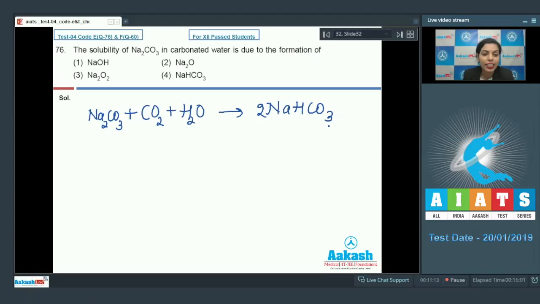Where is it given? It's given in option 4. So I'll choose option 4 as the correct option for question number 76.